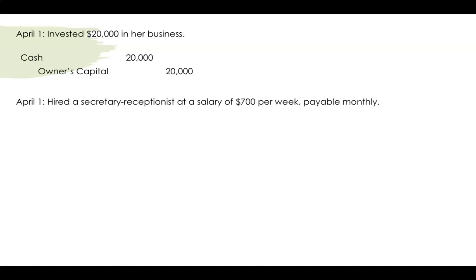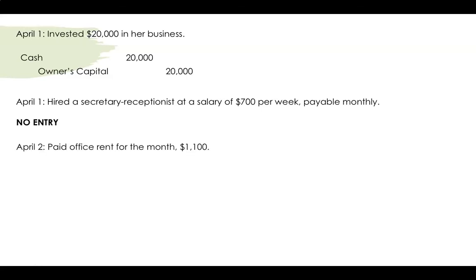Then, also on April 1st, she hired a secretary receptionist at a salary of $700 per week payable monthly. When we see that they hire an employee, that is not a business transaction. And since it's not a business transaction, no journal entry is required because this secretary receptionist has not yet worked for you at all. All they've done is gotten hired. So they haven't earned any money, they haven't done any work, so we do not need a journal entry.